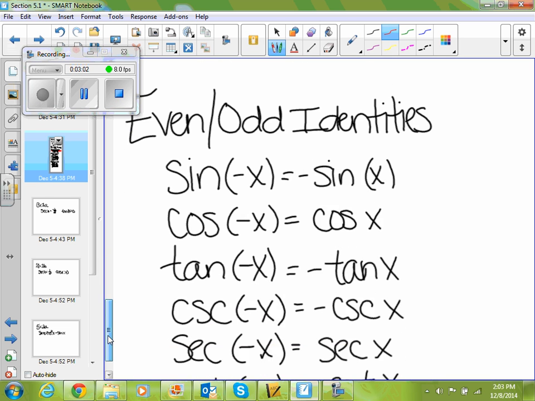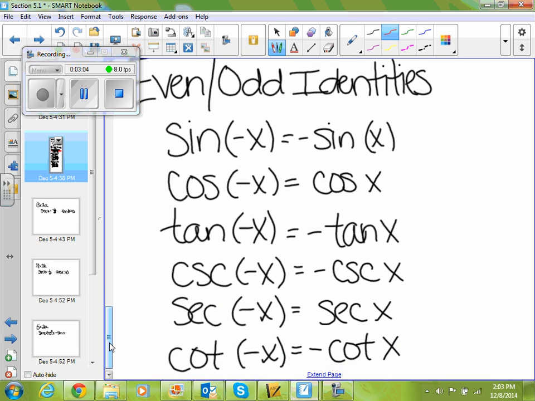Alright, and then lastly, I know I said there were a lot, your even-odd identities. So those are all of your even-odd identities, which tells us that sine of a negative number is the same thing as negative sine. Cosine of a negative number is the same thing as a positive cosine. Tangent turns negative, cosecant turns negative, secant turns positive, and cotangent turns negative.